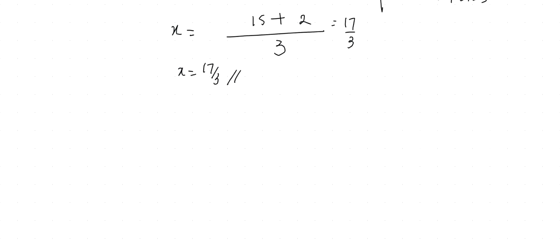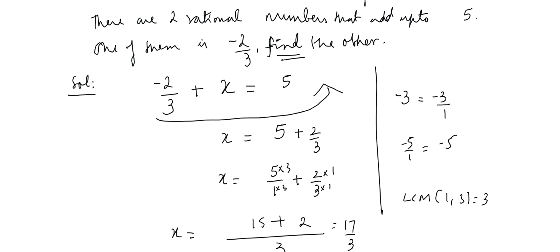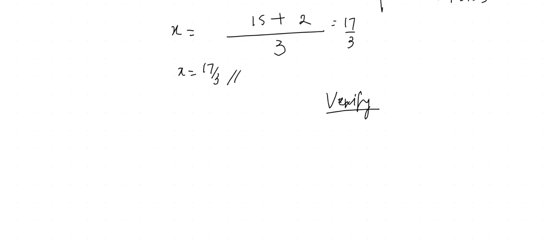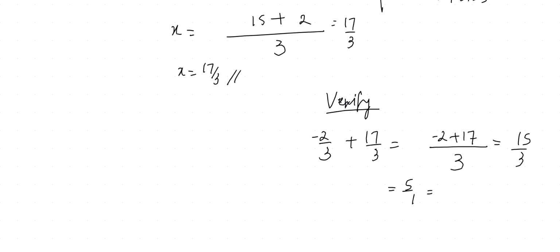We can always cross check. It's not required for you. In the exam, you don't have to show it. I'm just telling you how we can verify. One of the rational numbers was minus 2 by 3. The other rational number is 17 by 3. When I add, the denominator is the same, so I can say minus 2 plus 17, which is 15 over 3, which is 5 over 1, or simply 5. I'm getting back the answer. The verification step is not required.